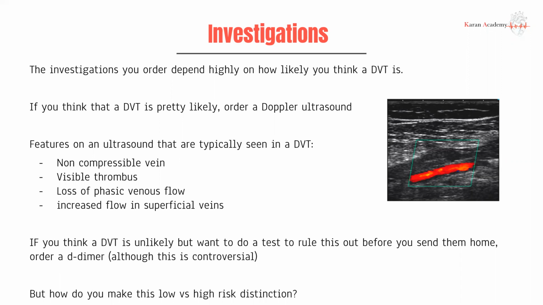Some features that would point you towards a DVT would be non-compressible veins. Why? Because if you have a clot right above, you have obviously pooling of blood, and the pooling of the blood causes increased pressure, which makes it non-compressible when you press it with a probe. You can see a thrombus in some cases. You lose phasic venous flow. So the venous flow bit is obvious, but what does phasic mean? Basically, the venous flow, even in the deep veins, tends to be pulsatile to a degree, so you lose that with DVTs. And then increased flow in superficial veins, which you can actually measure, which again goes back to the same principle of the distension in the superficial veins, because you can't drain blood through the deep venous system.